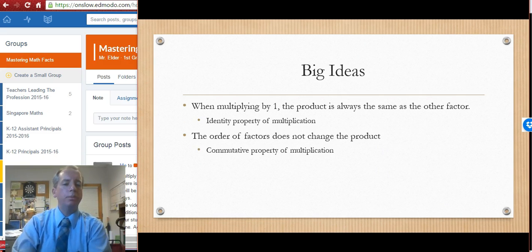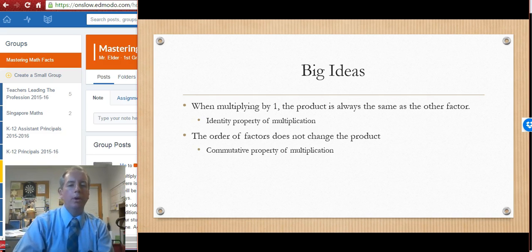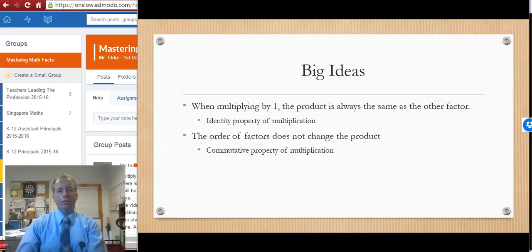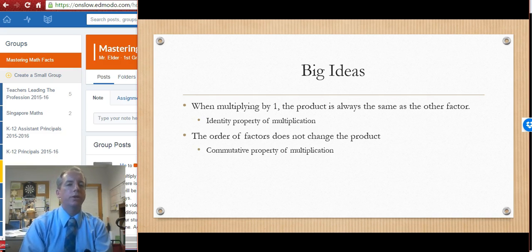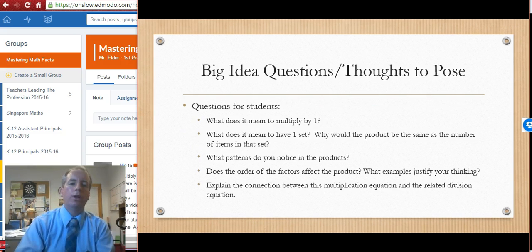So 2 basic big ideas, maybe not simple: when multiplying by 1, the product is always the same as the other factor. So if we're multiplying 1 times something, whatever that other factor is will be our solution, and we call that the identity property of multiplication. And obviously the commutative property comes into play here too, that the order of the factors does not change the product. It changes what it represents, but it doesn't change the product itself.